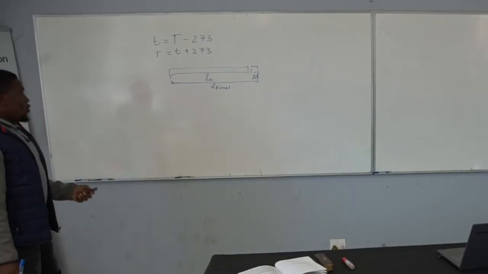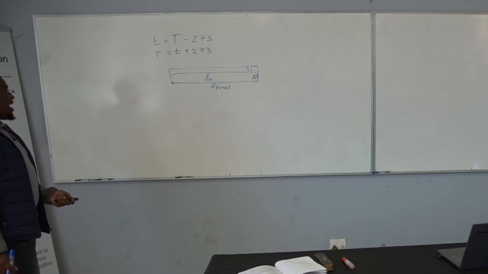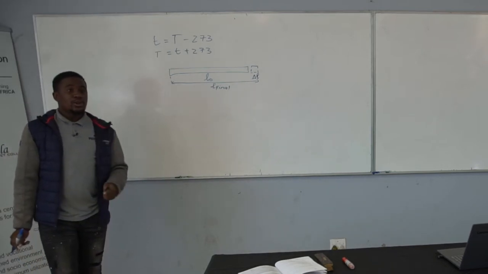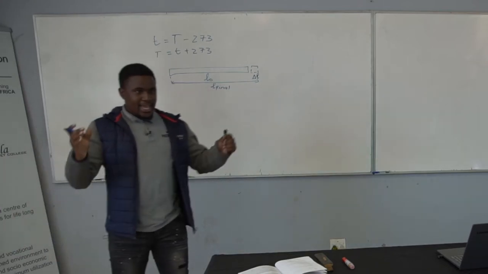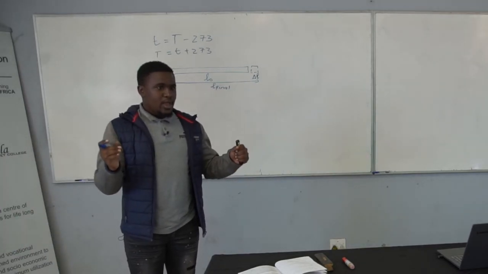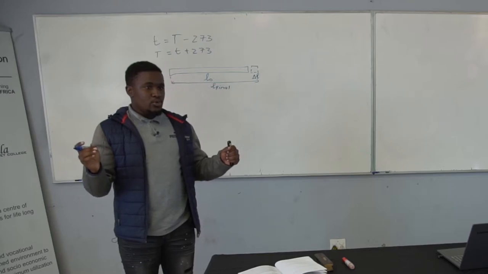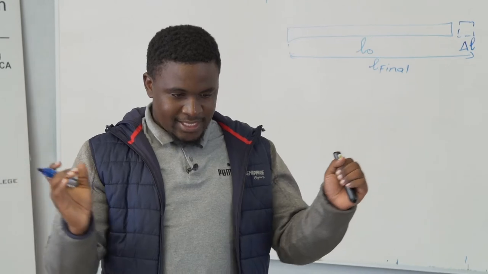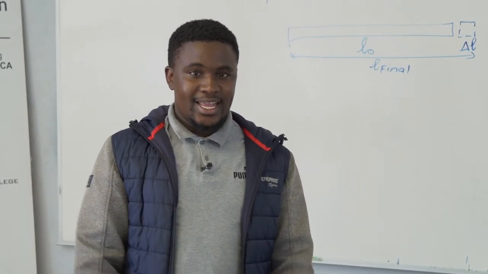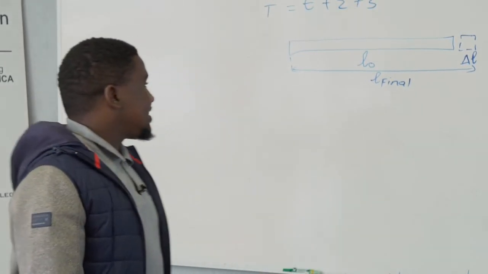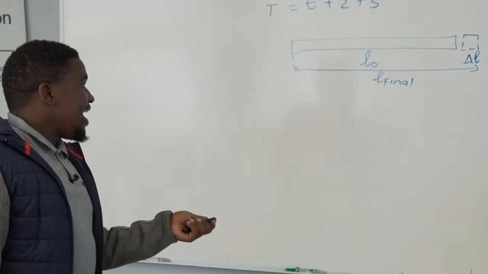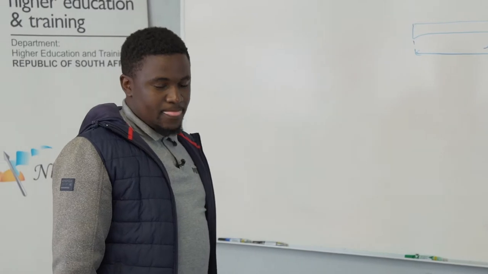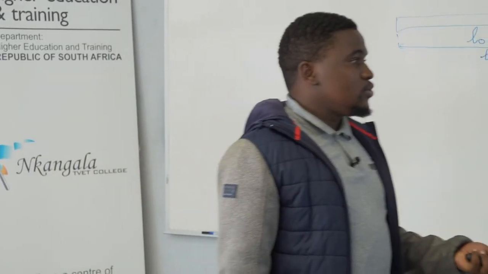Then we have a decrease in temperature. This is the theory behind the decrease in temperature: when there is a decrease in temperature, our aluminium rod will decrease in length, which results in a decrease in the original length.